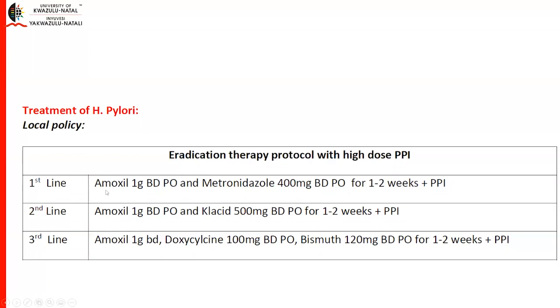The first line that we use in public service in South Africa is a combination of amoxicillin and metronidazole. In the absence of metronidazole, patients can be given amoxicillin and clarithromycin, which is known as Clacid. And the third possibility is amoxicillin and doxycycline together with bismuth, which is a coating agent which tends to coat and protect the mucosa, the broken mucosa. Okay, so please bear these three options in mind. It's usually a minimum of three different medications that are required to treat H. pylori.